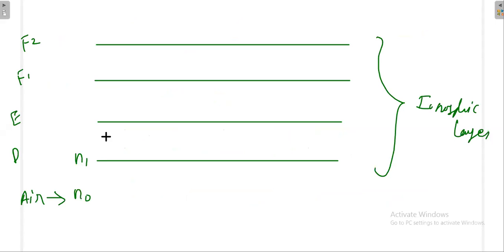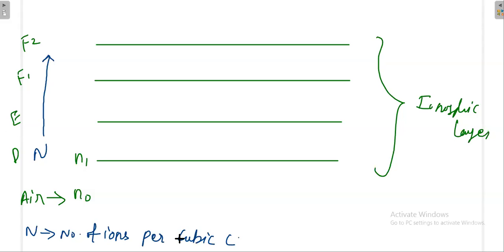So as you move, you get the first layer. For the first layer, it has some number of ions, and it has refractive index n1. Then, as you go up, the number of ions increases. Now I will denote the number of ions like this: N means the number of ions per cubic centimeter.